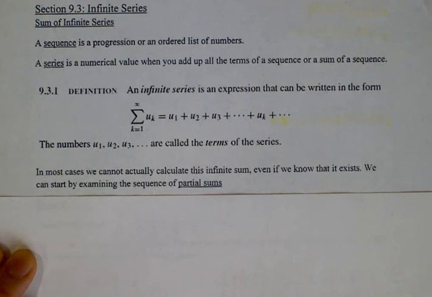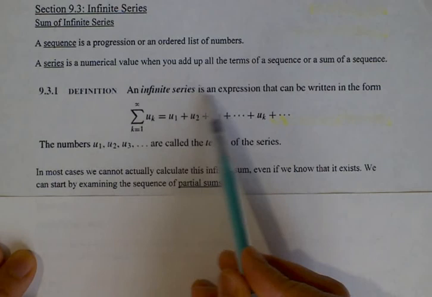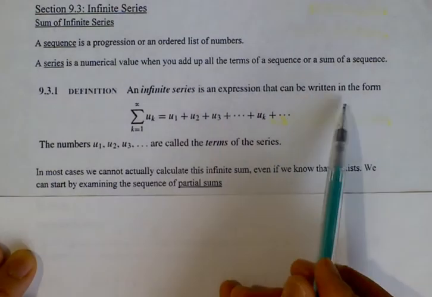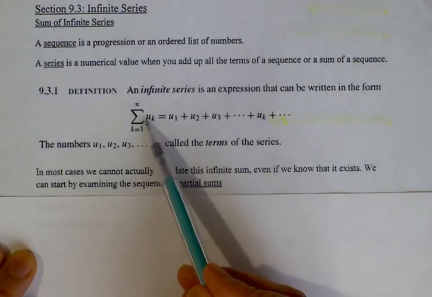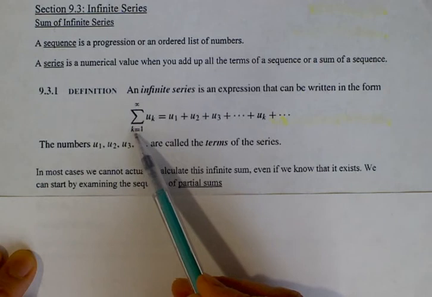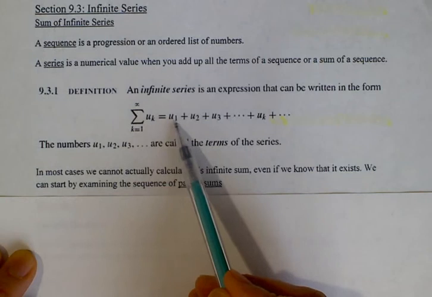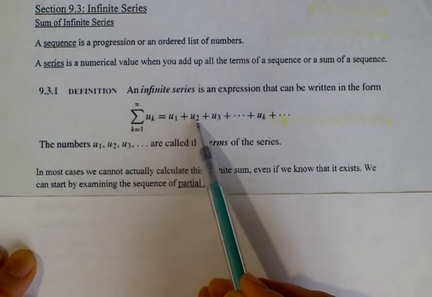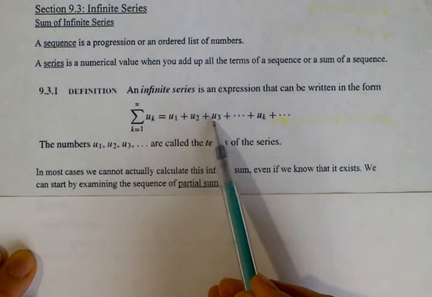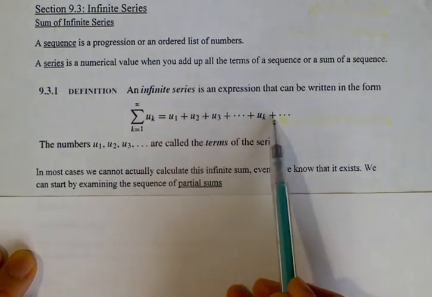a sequence. So the definition that's given here is an infinite series is an expression that can be written in the form summation of certain terms, and we'll call it u of k, where k is equal to 0 or 1 and going out to infinity. So you have your first term u of 1 plus the second term u of 2 plus the third term u of 3 plus all the way to the kth term. And then since it's infinite, it's going to keep going beyond that.